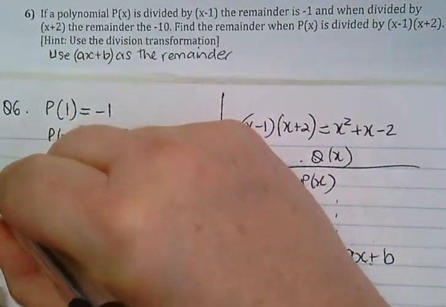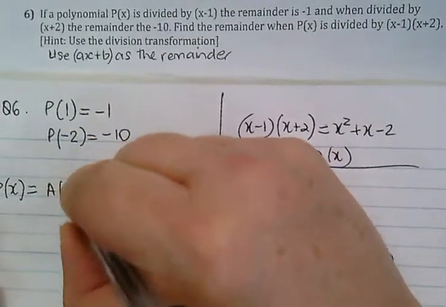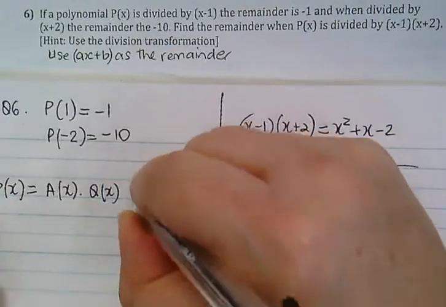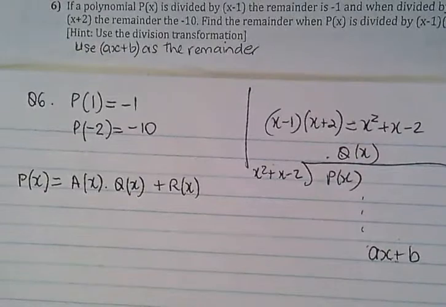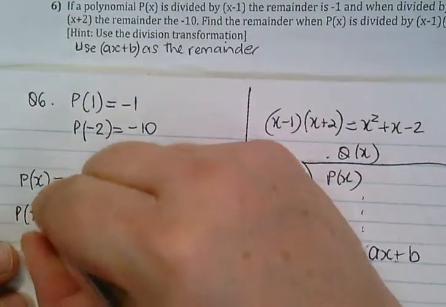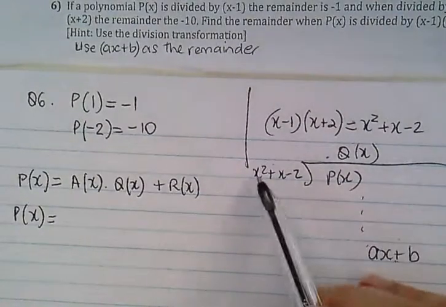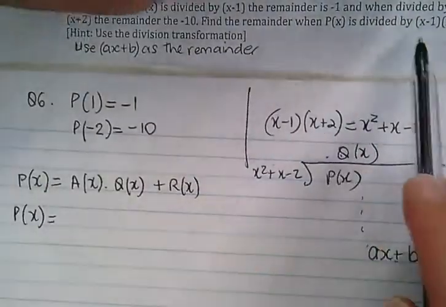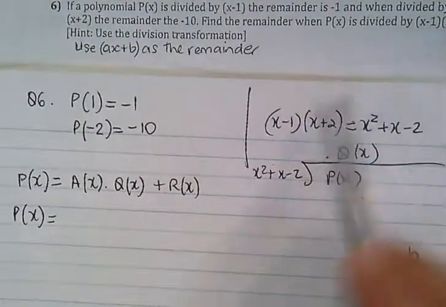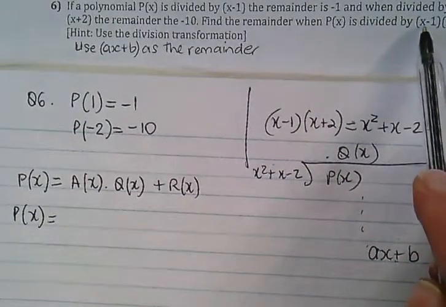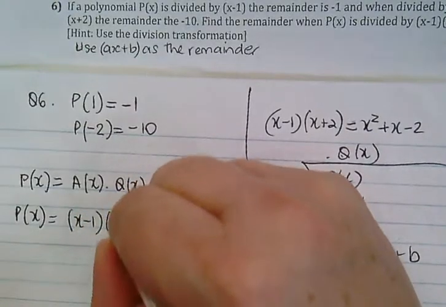So, I'm going to write out the polynomial transformation. Polynomial in x, isn't it a(x) times q(x) plus your remainder? Yes or no? We've written that out so many times. What am I dividing by this time? For my final one, my a(x) is x squared plus x minus 2, or x minus 1, x plus 2. That's what I'm dividing by. So my a(x) is x minus 1, x plus 2.